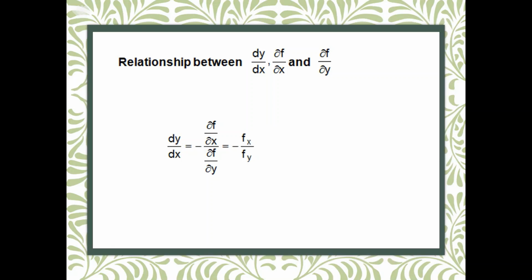This is the relationship between dy over dx, delta f over delta x, and delta f over delta y. dy over dx can be represented as negative of delta f over delta x over delta f over delta y, or in the short form, negative fx over fy.